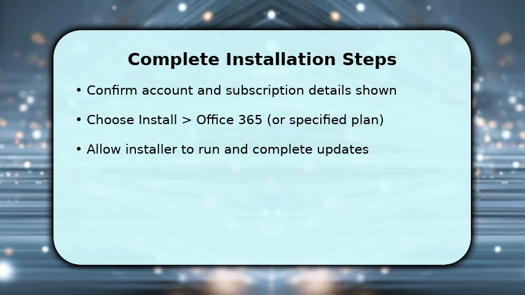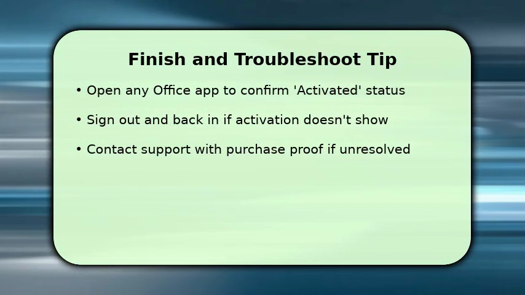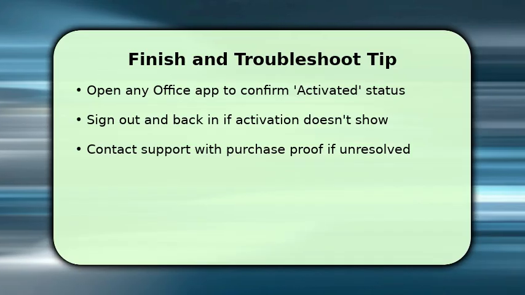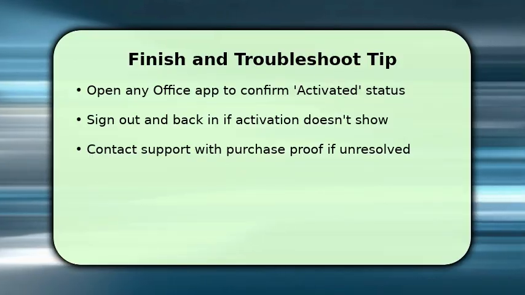To finish, open Word or Excel and check account product information to confirm it says activated. If activation doesn't show, sign out of Office, sign back in with the same Microsoft account, and restart the app. This forces a license refresh.